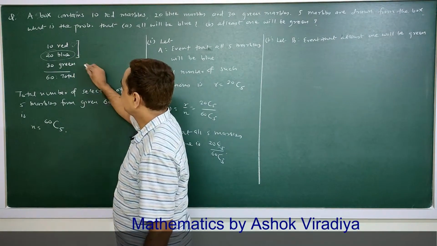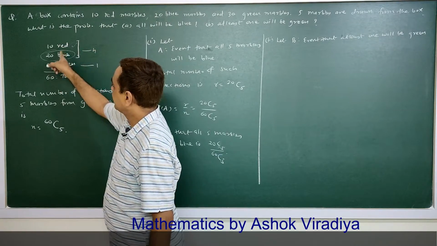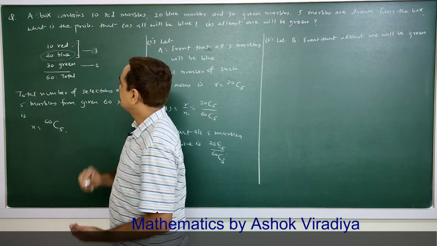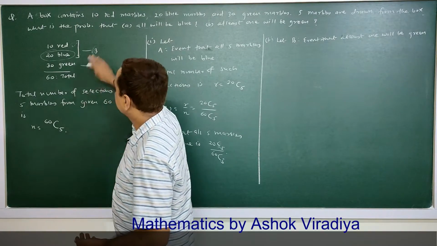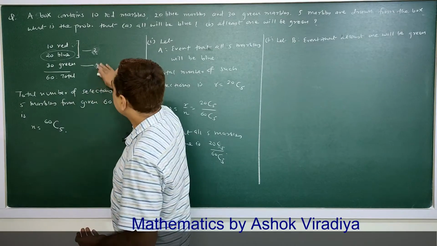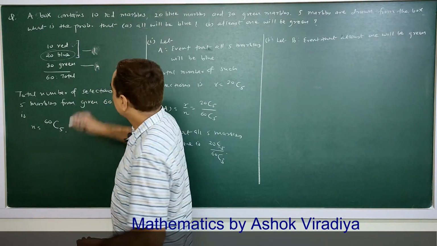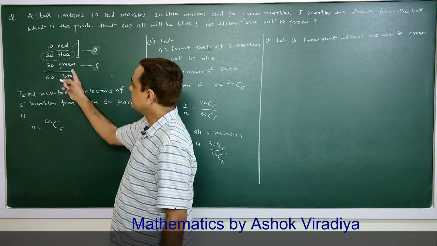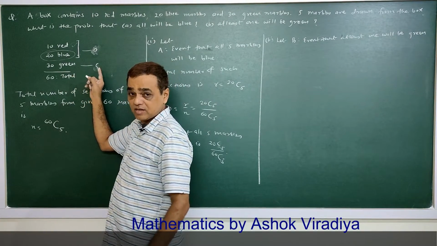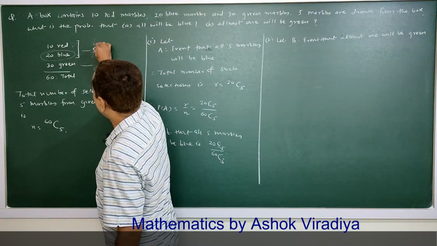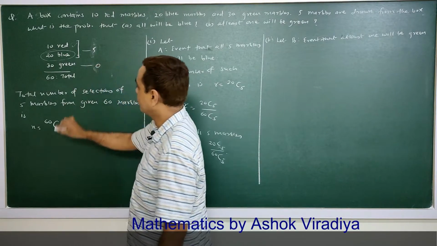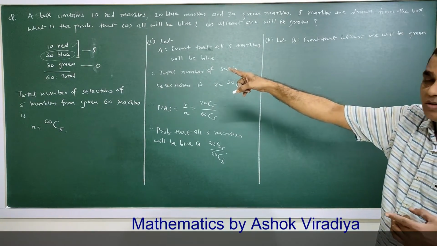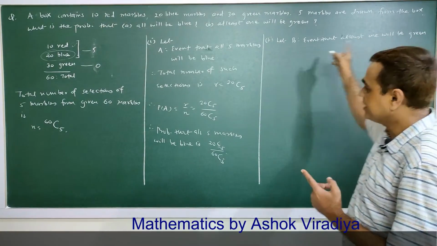At least one green means if you take one from green, then take 4 from red and blue. If you take 2 from green, then take 3 from red and blue. If you take 3 from green, then take 2 from the other colors. Take 4, then here 1. Take all 5 green, then no red or blue. So this number should be at least 1. But this is not allowed: all 5 from red and blue and 0 here. We don't want all 5 from red and blue, because according to the instruction, at least one will be green. So this is not allowed.